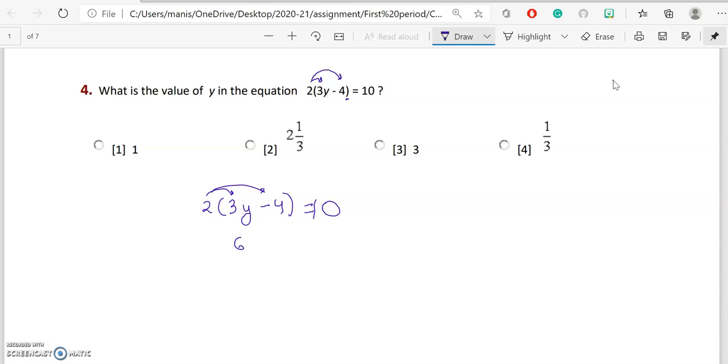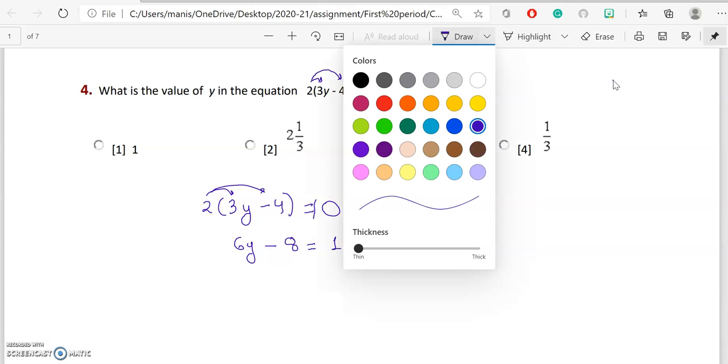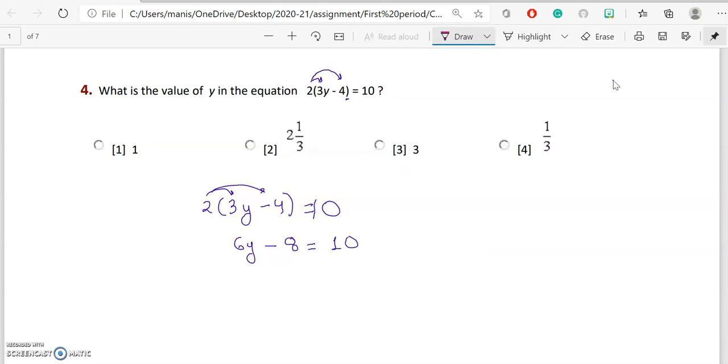So this gave me 2 times 3 is 6y minus 2 times 4 is 8 is equal to 10. Now this is a two-step equation. How will I solve this? First step, I will add 8 to both the sides. This will be cancelled out. So it will be 6y is equal to 10 plus 8, which is what?